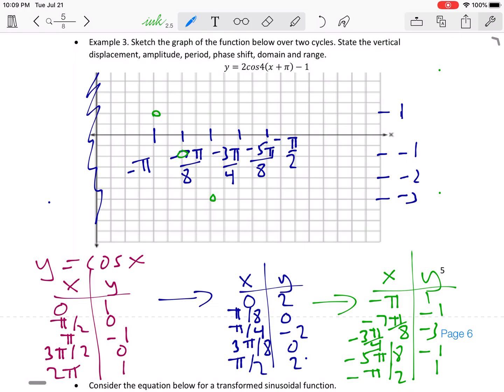And then 5/8, negative 5/8 is going to be minus 1. And then negative pi over 2 is going to be 1. Okay, so this is going to look like that. Okay, and then what we can do here is we can do the second cycle. Again, the second cycle is just going to follow the same pattern.